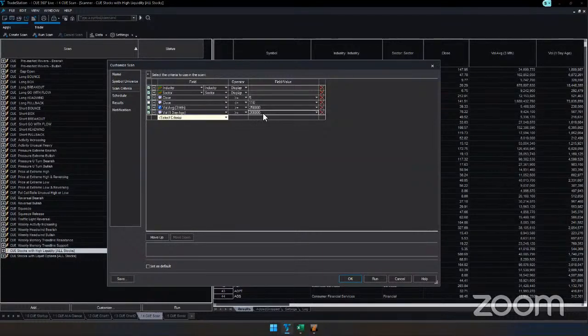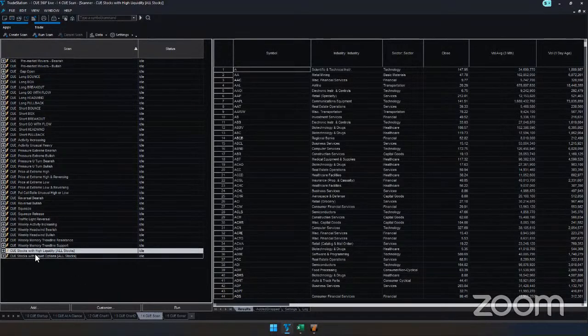Here and here 200,000. You may change these parameters. Usually you may keep them same. Volume average over 3 months greater than, let's change to 500,000 per day, and volume 1 day ago also, not only average but 1 day ago also 500,000 per day. And you may click OK to save it.